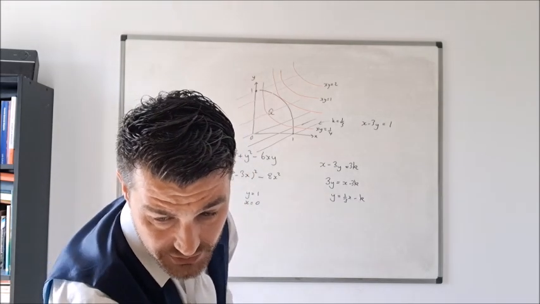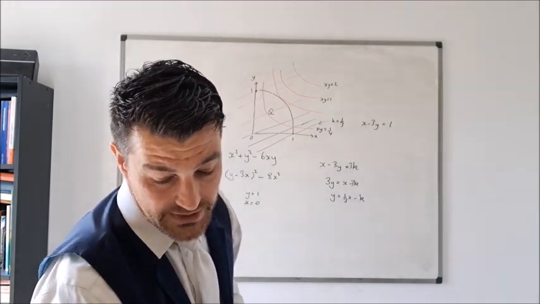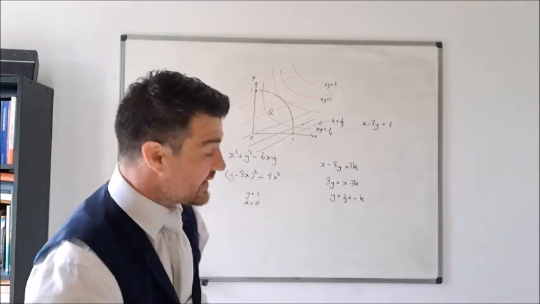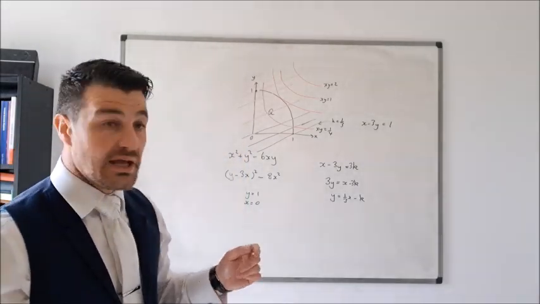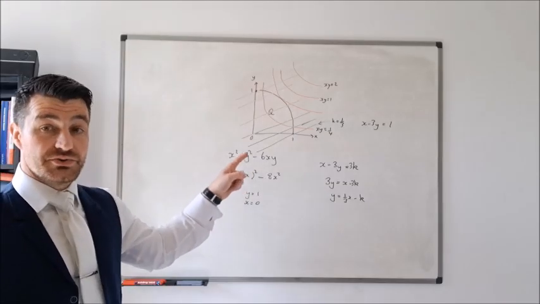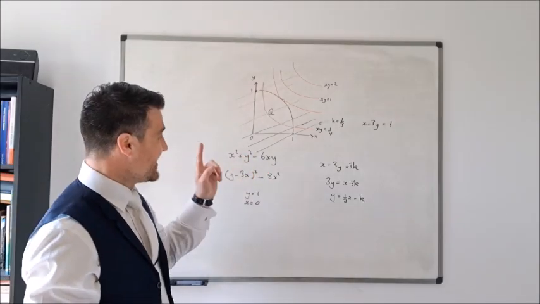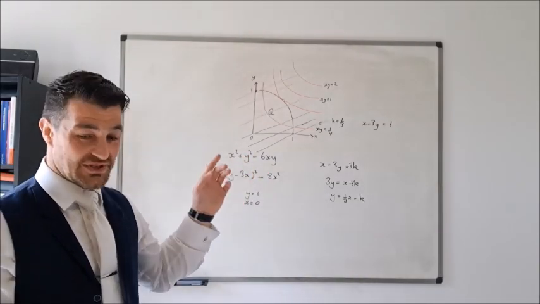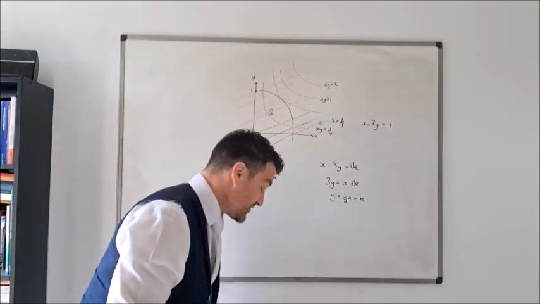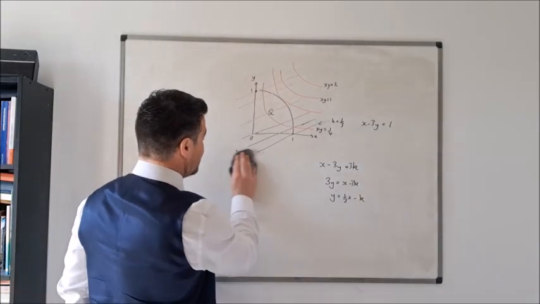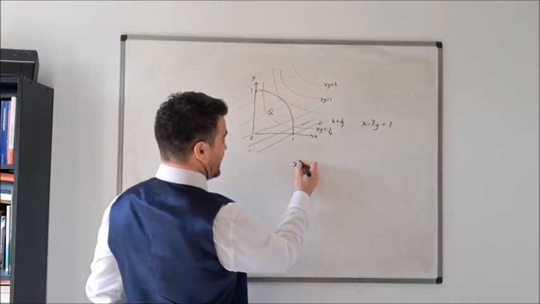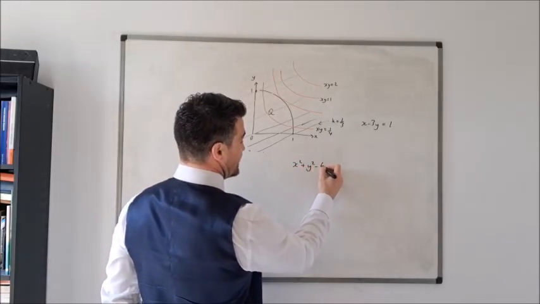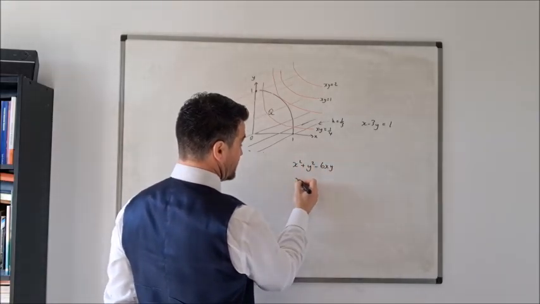So then we come on to, by the way, I was talking about Lagrange multipliers earlier. I did try to go through this problem using Lagrange multipliers. So what it amounts to is maximizing the expression x squared plus y squared minus 6xy subject to.